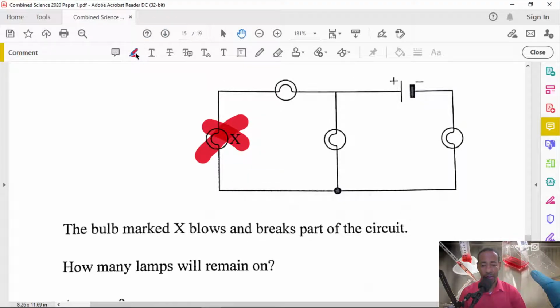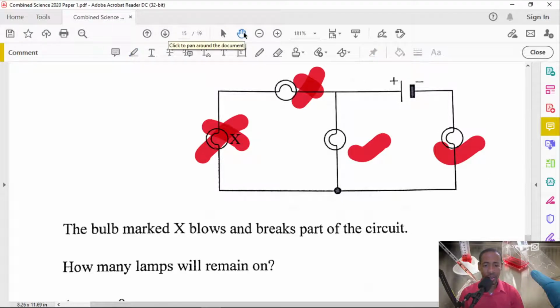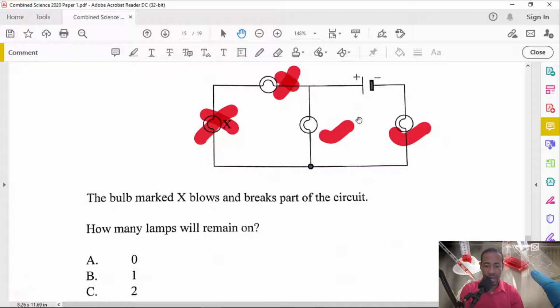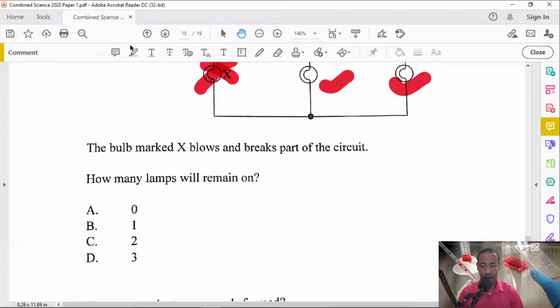Let's look through this carefully. Will this lamp be on? No. This lamp will not be on, simply because the flow of electrons will stop. But this lamp and this lamp will still be on, because it will still form a series circuit between them and the cell. You see what I'm saying? There's a complete path between these 2 lamps and the cell. So 2 lamps will be on. This will be our option C. Option C will be our answer. All right, awesome.